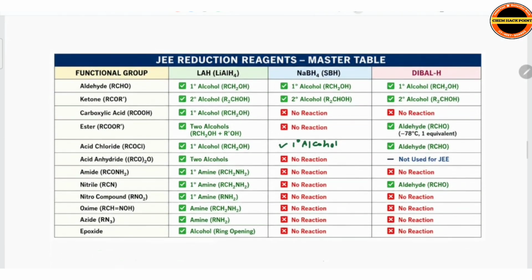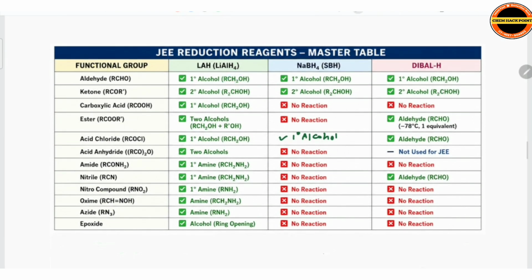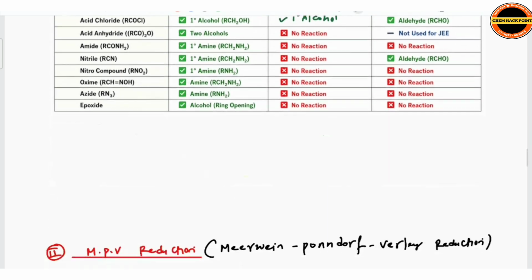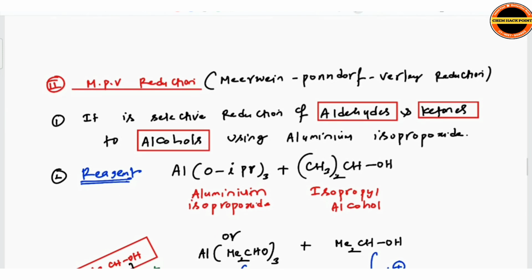One reference table is given for you, that is the overall role of LiAlH4, NaBH4, and DIBAL-H with the respective groups. So this overall table gives an idea about how each can convert the respective functional groups into other forms. You can refer to this properly so that there is no more confusion in future questions. Okay. Next, MPV reduction, Meerwein-Ponndorf-Verley reduction.